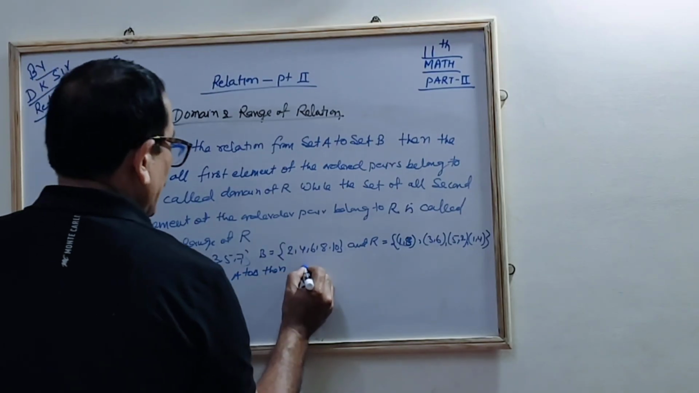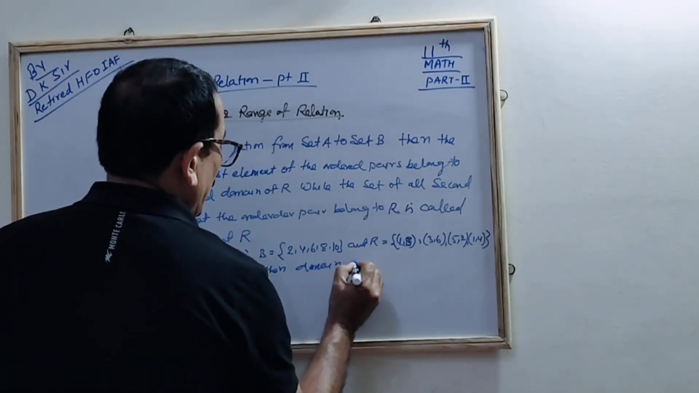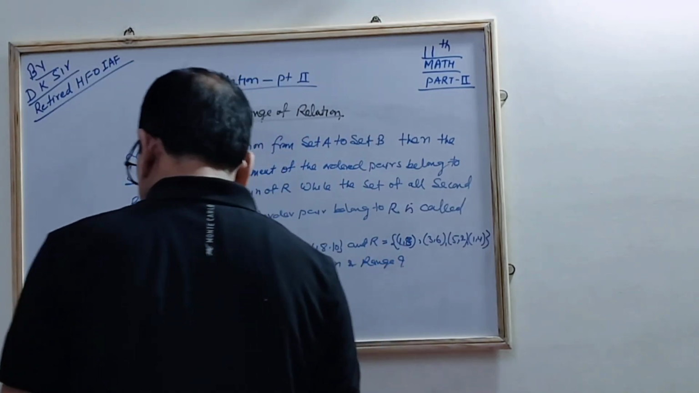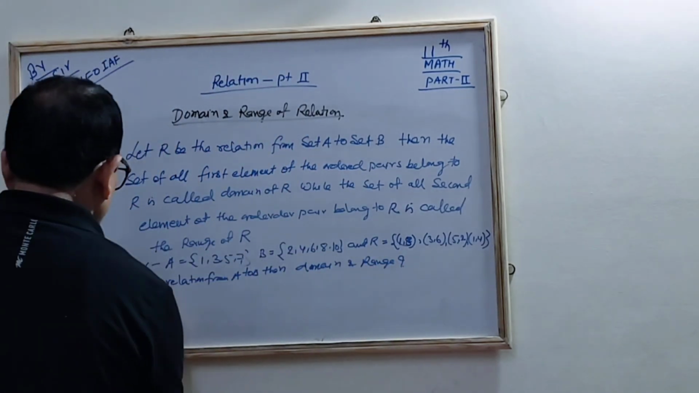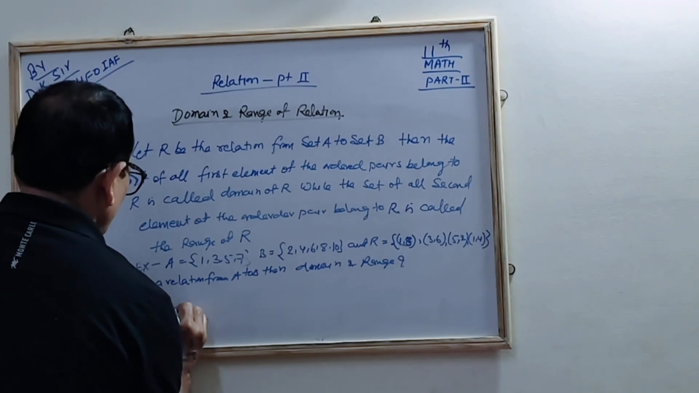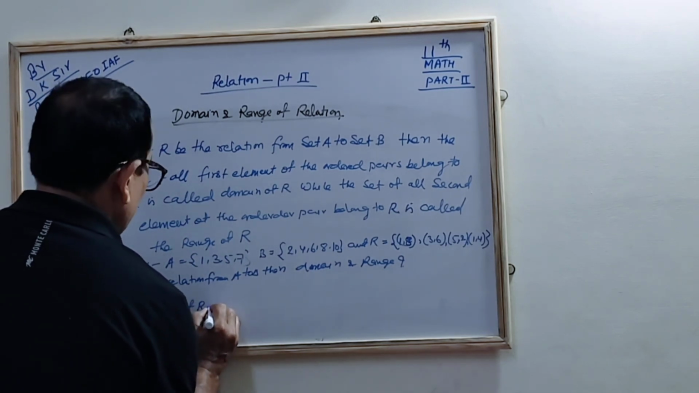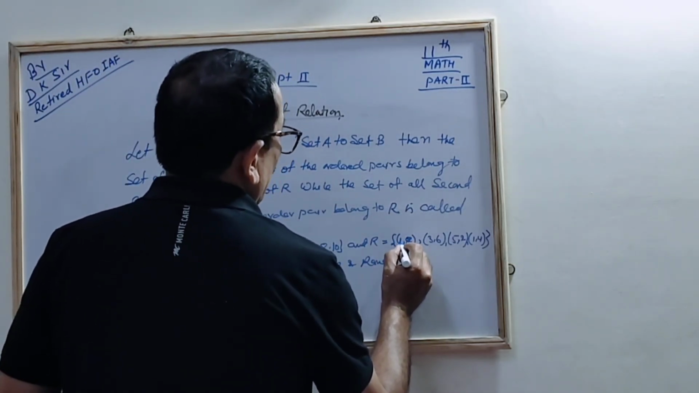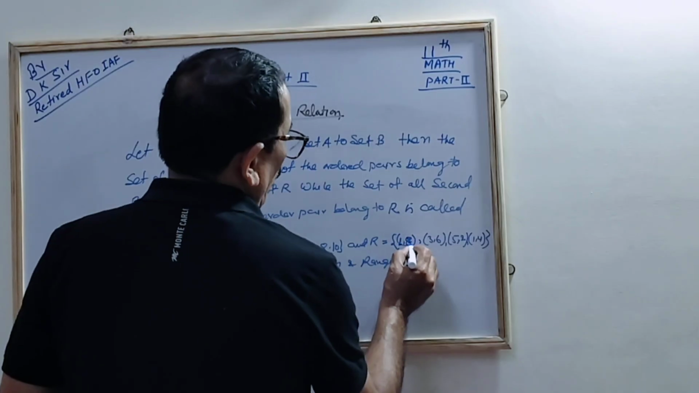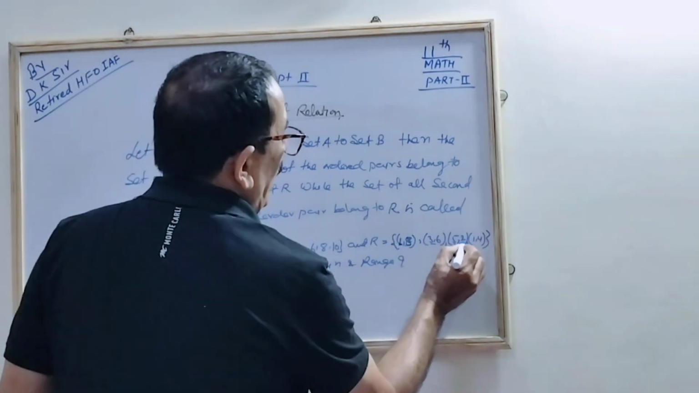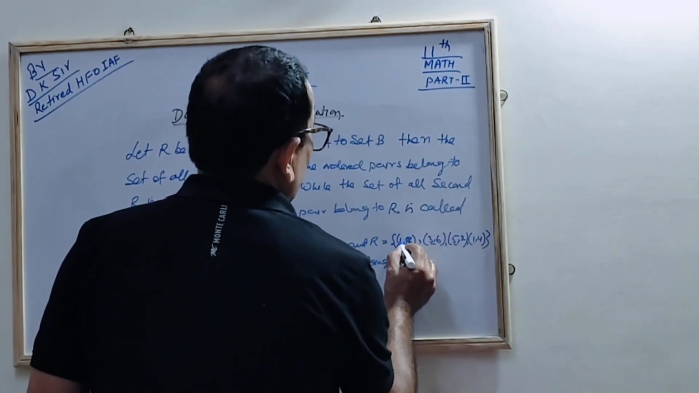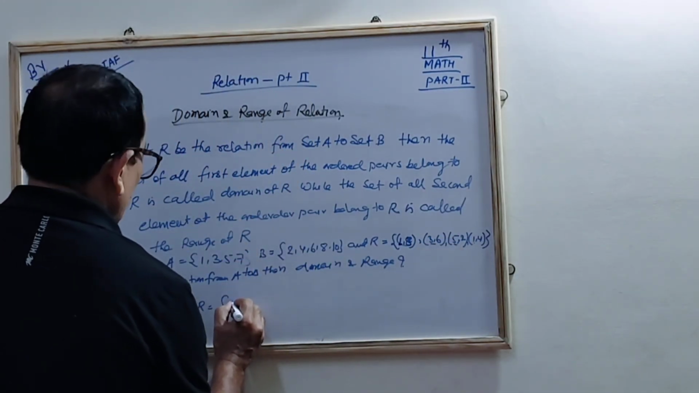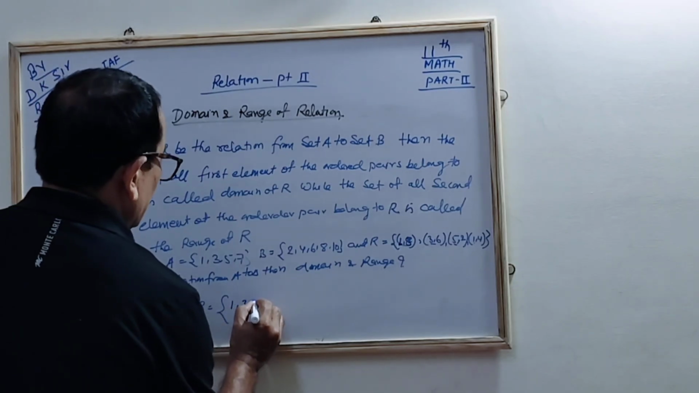Then you have to find the domain and the range. The relation is given, everything is given. What will be the domain? The domain of the relation will be the first elements of the ordered pairs. This is called the ordered pair. The elements are 1, 3, 5, and 1 is a repetition, so we say 1, 3, 5. That is the set A, which is called the domain. So it is 1, 3 and 5, correct?